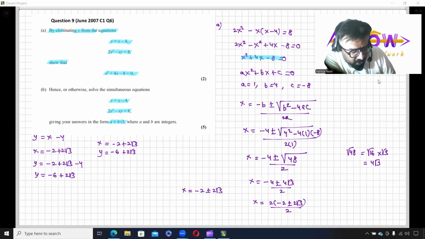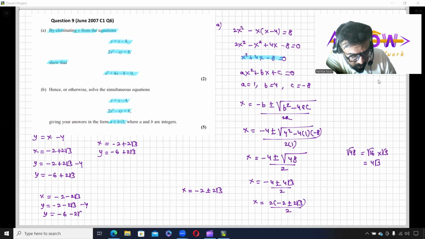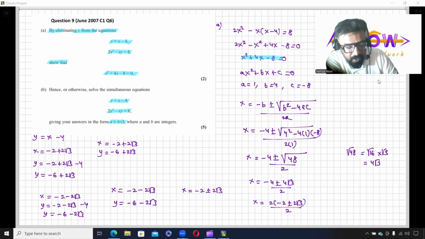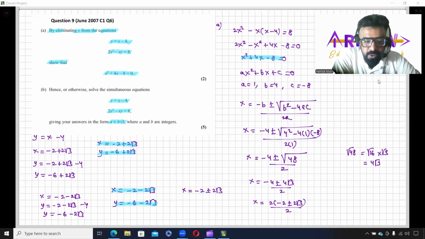Now we have another x coordinate, which is minus 2 minus 2 root 3. The corresponding y coordinate would be minus 2 minus 2 root 3 minus 4, meaning y equals minus 6 minus 2 root 3. So when x equals minus 2 minus 2 root 3, the corresponding y coordinate is minus 6 minus 2 root 3. In this way, we have solved the simultaneous linear and non-linear equations. So that is the requirement of this question, part B.